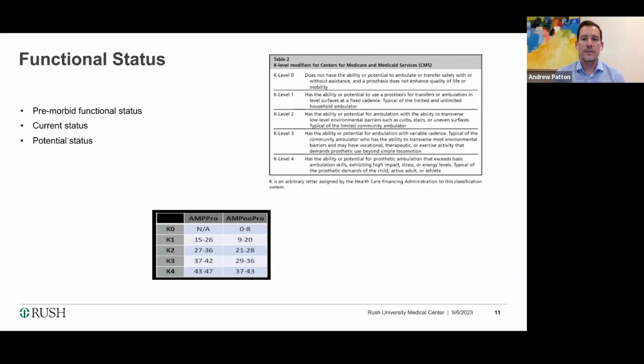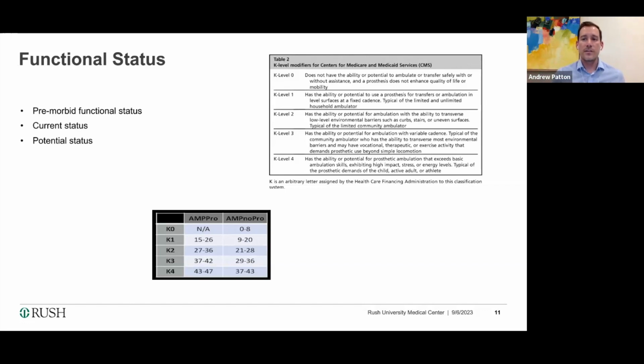A K level 2 would be somebody who can do unlimited household ambulation, but they're a limited community ambulator. So some of our maybe elderly patients that we treat now, they're not going to go out and do a bunch of off-terrain, multi-level things, or vary their cadence, which is a big delineator between 2 and 3. So they're not going to speed up. They're going to walk one speed. They're going to just move nice and steady through the community. They can do low level obstacles like a low curb or things like that, but they're not going to be doing a bunch of huge community barriers.